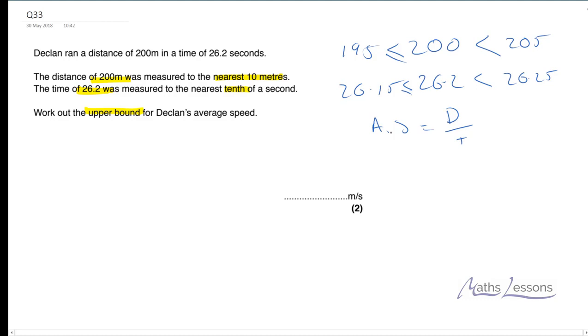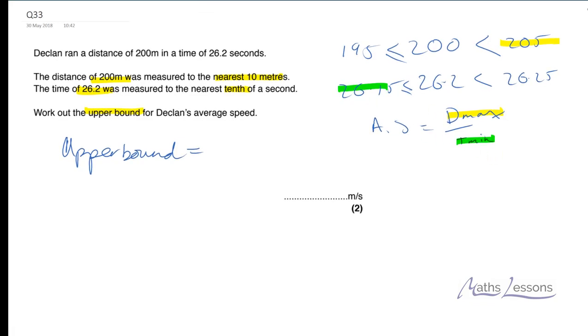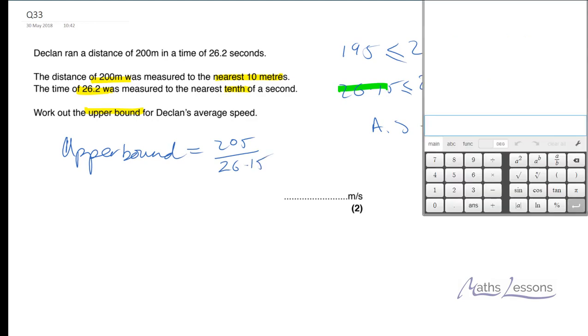So to make this the upper bound, we want the maximum value of this and we want the minimum value of this. So therefore his upper bound will equal distance maximum, well that's going to be the 205, and we're going to divide by the time minimum, which is 26.15. So we've got 205 divided by 26.15.